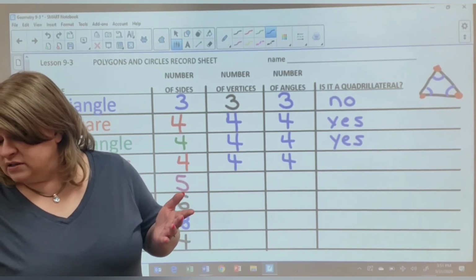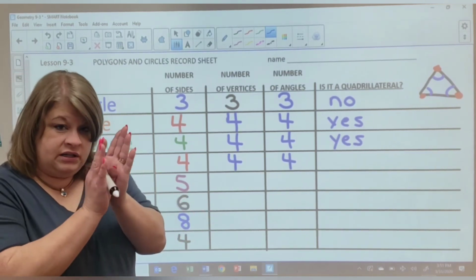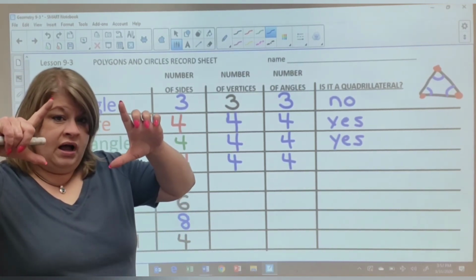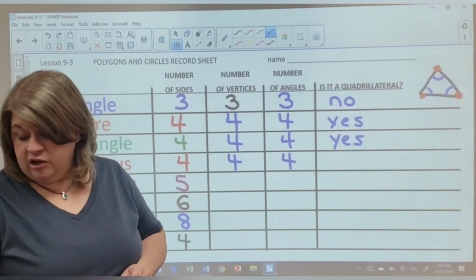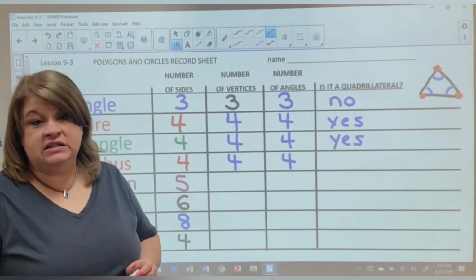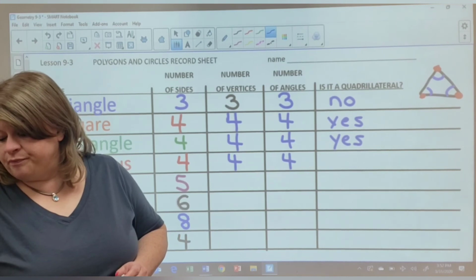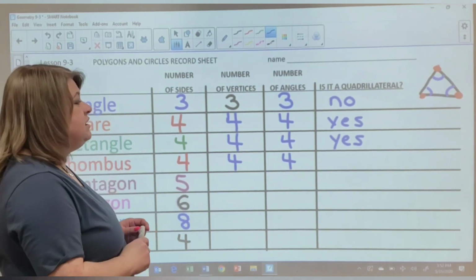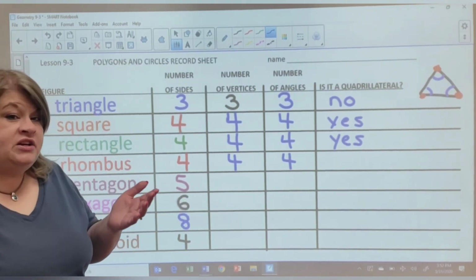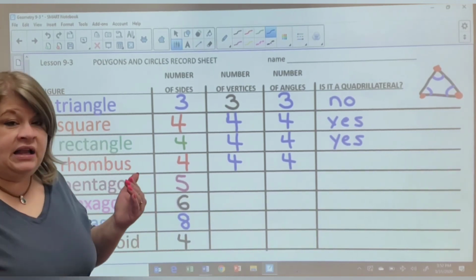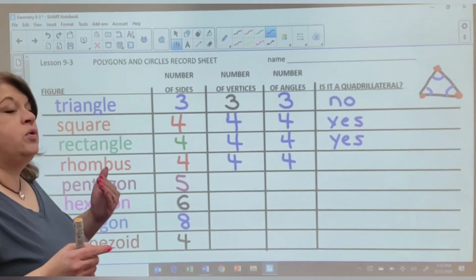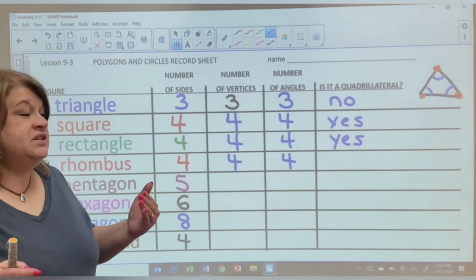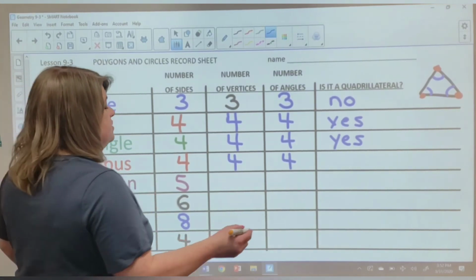Look at your rhombus. Do you see how 2 sides are little and 2 sides are wide? If we turn it sideways, it kind of looks like a kite. This one does. All right. Is it a quadrilateral? Remember, a quadrilateral is a polygon that has 4 sides. So is it a quadrilateral? Yes, it is.